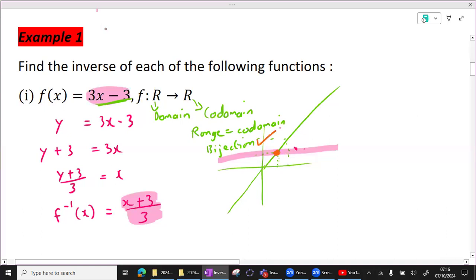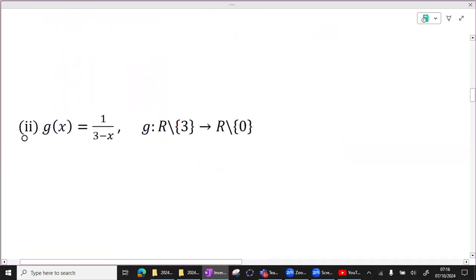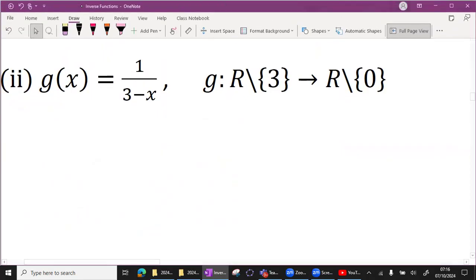Now, you haven't been asked to say that or to show that, but I was just explaining that in order for this to have an inverse in the first place, it has to be bijective, which it is. Okay, let's practice that again. So let's do this. Let's get the inverse of this guy.